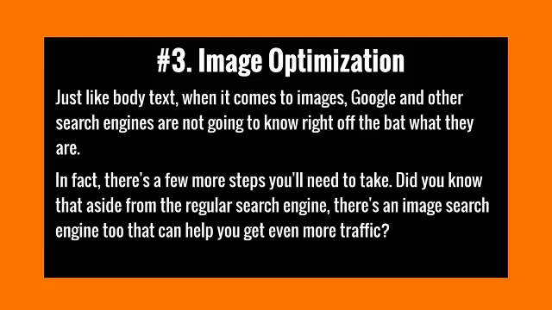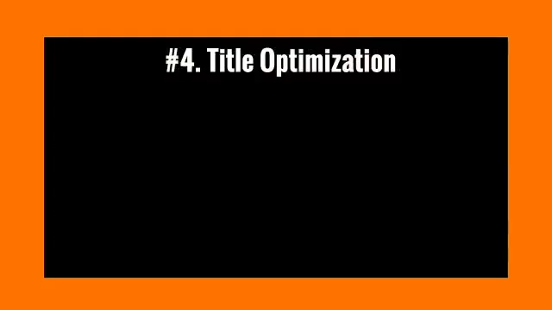So don't try to game the system and name an image something that it's not. Name it what it is so that it's an attracting image, and when somebody's looking for that image, they're going to find it, they're going to click it, and that's going to help you in the long run. In fact, beyond that, there's a few more steps you'll need to take. And plus, in addition to that, with the image search engine that I talked about just now, you can actually get a lot of traffic from that search engine.